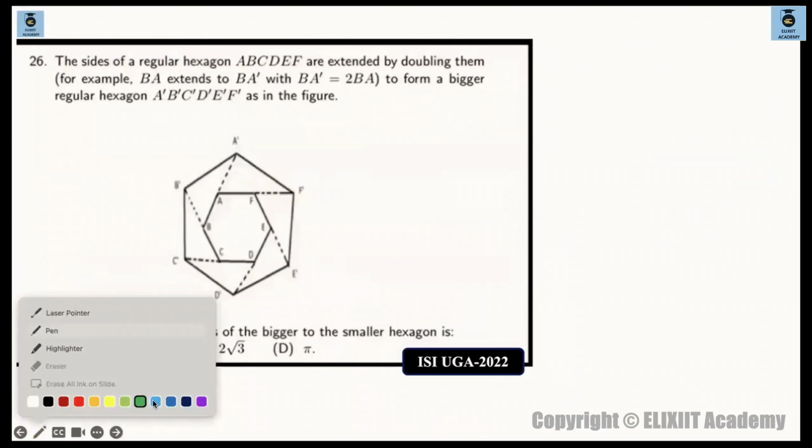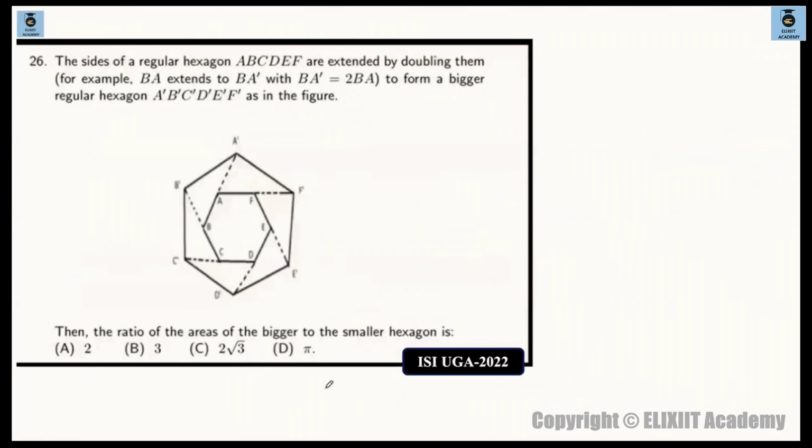Next question. ISI 2022. This was a repeated question. This was given in 2022 and this was also given in 2018 as well. Repeated question. In 2018 they had slightly changed the diagram, but the concept was exactly the same.